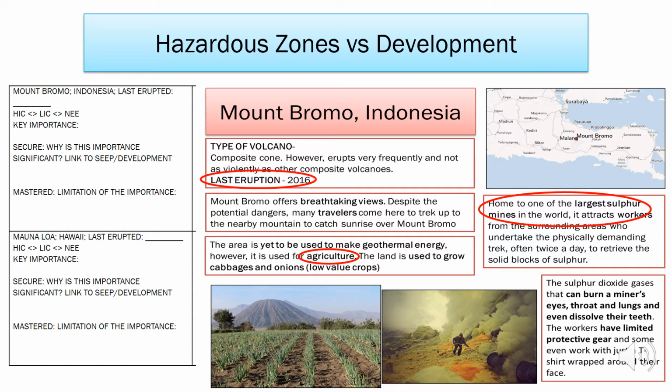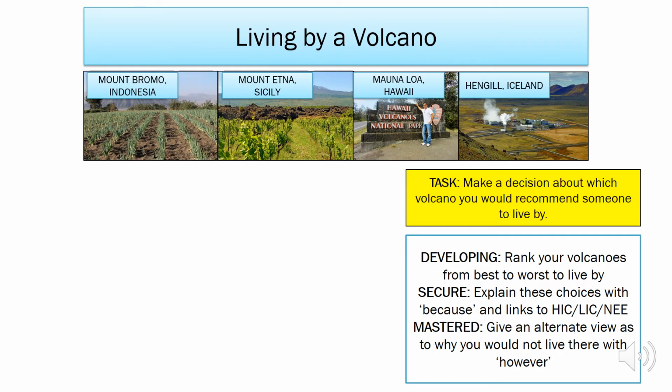And then finally, for the master task, explain the limitations. So agriculture, the crops are low value, they can't sell them for a lot of money. And for the mining, this mining is going to hurt the miners and harm them. So people are going to be worried about working there for a long period of time. You're going to do this for each of the 4 other volcanoes with the sheets attached on class charts to help you out. Your final task will be to use information from the last 2 tasks to make a decision about which volcano you would recommend someone to live by.